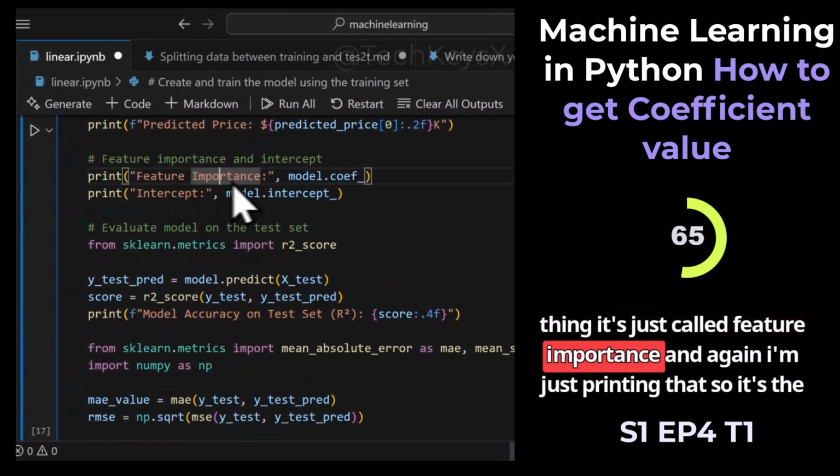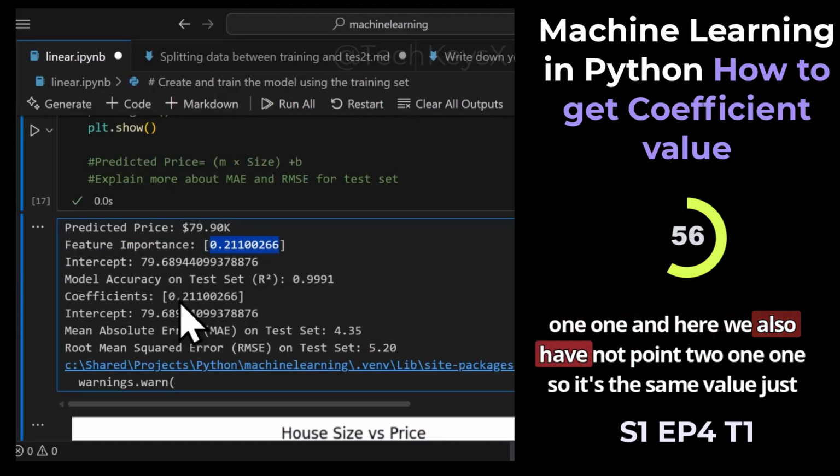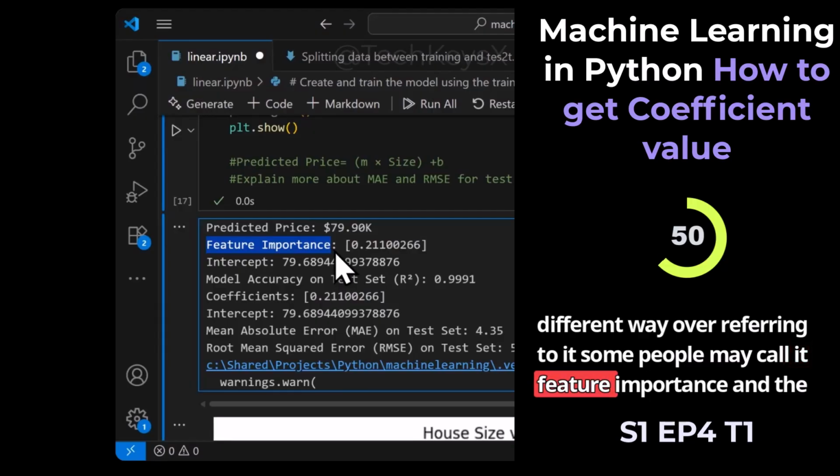It's just called feature importance. And again, I'm just printing that, so it's the same value. As you can see from the output, feature importance is 0.211, and here we also have 0.211. So it's the same value, just a different way of referring to it. Some people may call it feature importance.